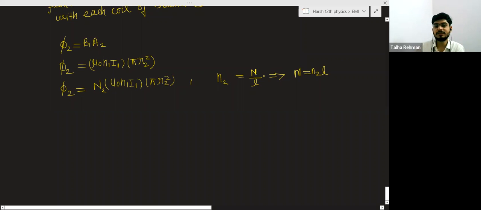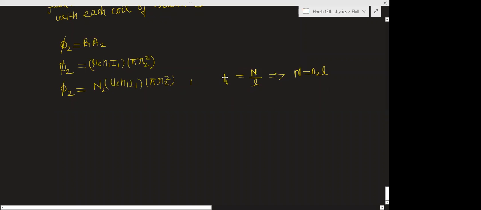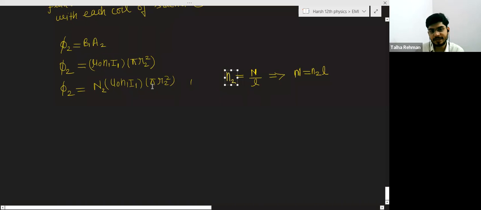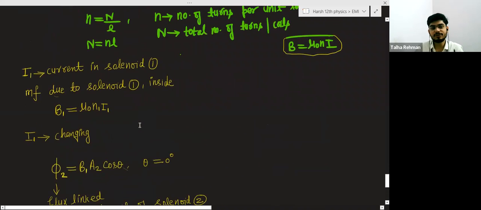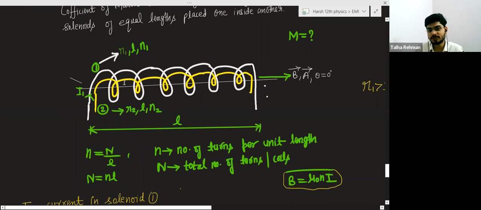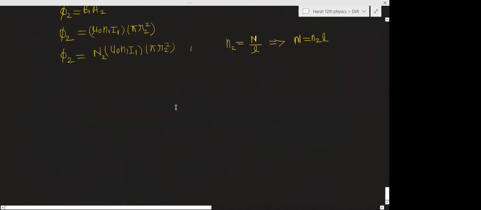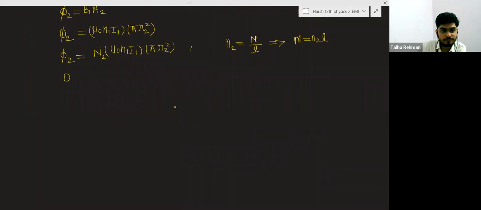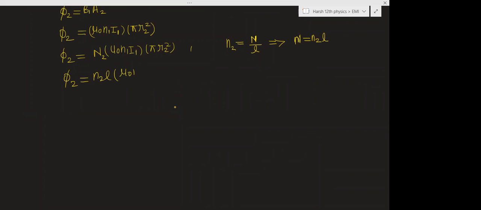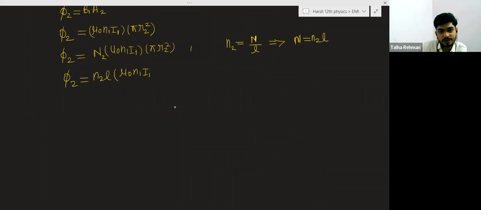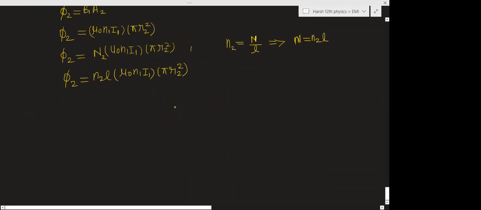Are you getting or not? I have taken this N2 because I am calculating the total flux for this coil 2. Now this is the phi 2, and this N2 can be written as small n2 into small L. This is mu naught, n1, I1, and this is pi R2 square.